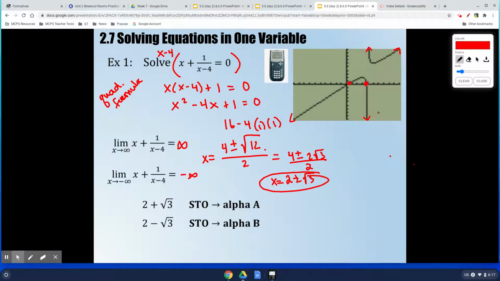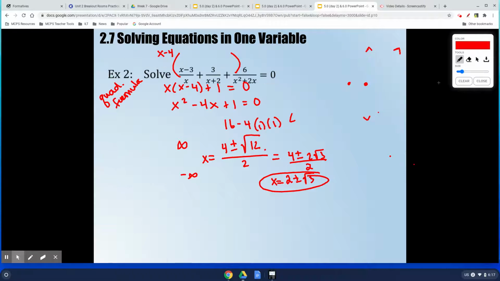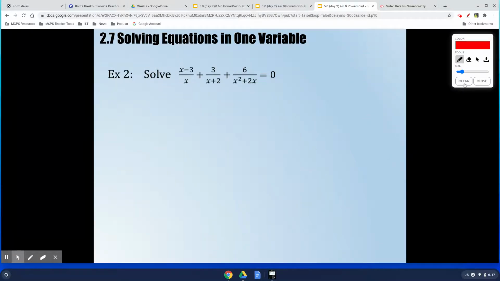What about this second one? I'm going to actually change this to be a plus sign. So let's go ahead and solve this, and make sure you change yours to be a plus sign as well. And I want to start it the same way. Let's just get rid of that denominator. A lot of us don't love fractions.